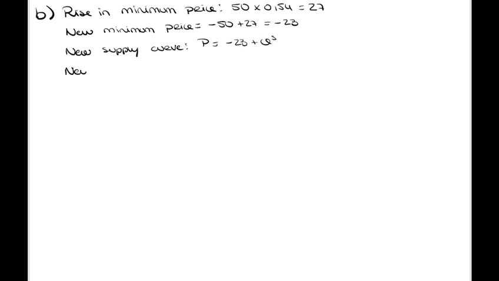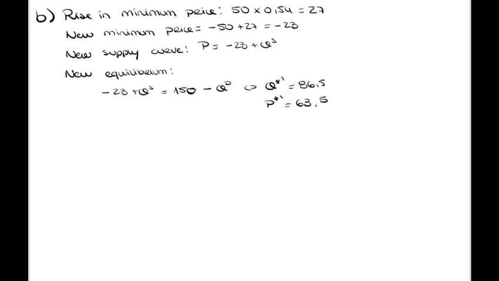Now, we can calculate the new equilibrium, that is the state in which the market supply and the demand balance each other. That's going to be the new supply curve equals the demand curve. With further calculations, we'll find that the quantity is 86.5 and the price 63.5.